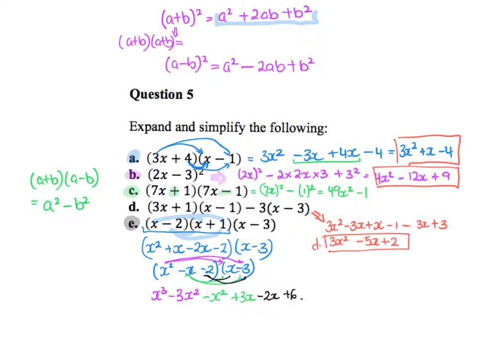Okay, so now what I need to do is group like terms. There is no other cubed term, so I'm going to put x cubed there. But if I have a look at the squared terms, this is an x squared term, this is an x squared term. So negative 3x squared minus another one would give me minus 4x squared. These x's are similar, so 3x minus 2x is x, and plus 6 is left at the end. So that is my expanded and simplified answer for E.